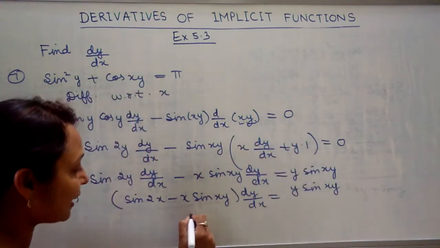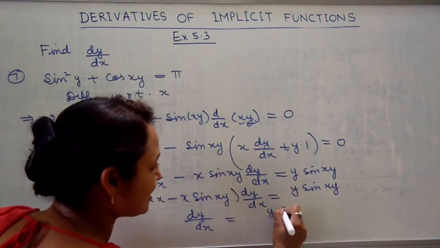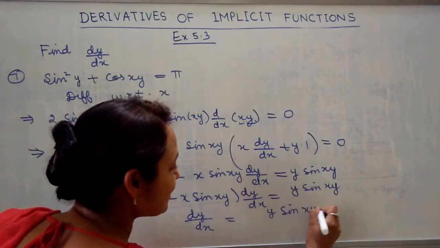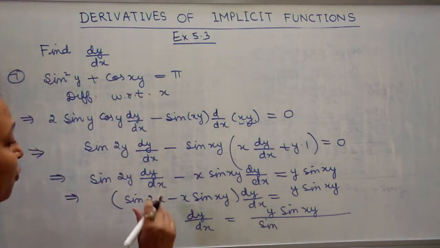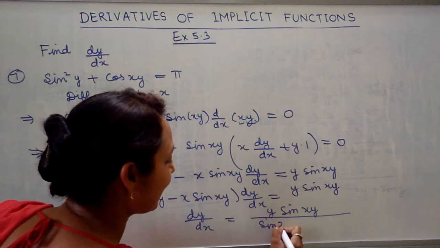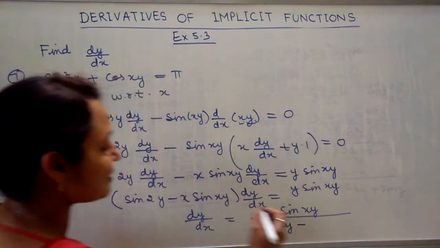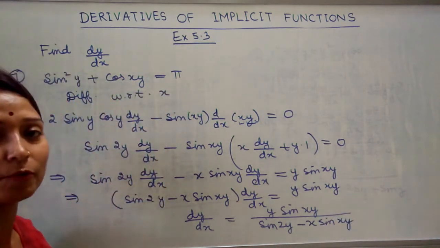So I will take dy upon dx is equals to y sine xy divided by this full term sine 2y. This is not 2x, this is 2y. This is 2y minus x sine xy. So this is the way to solve this type of question.